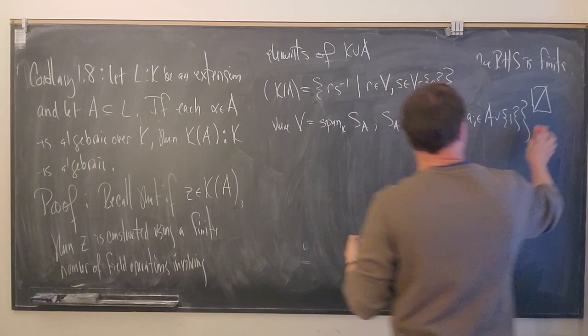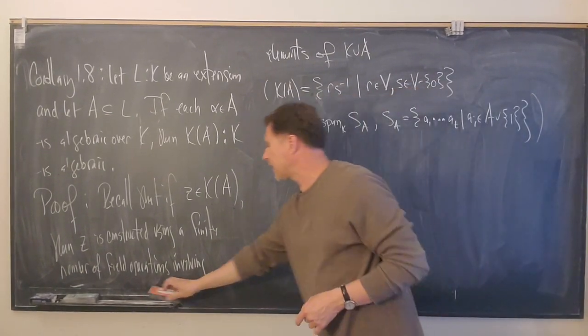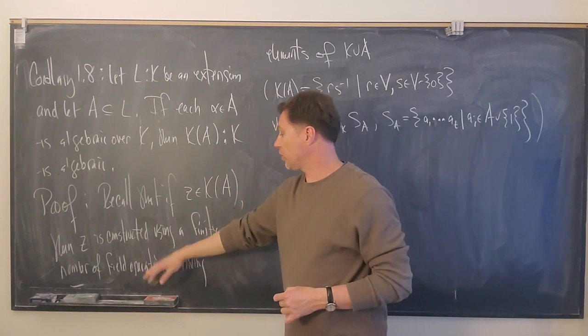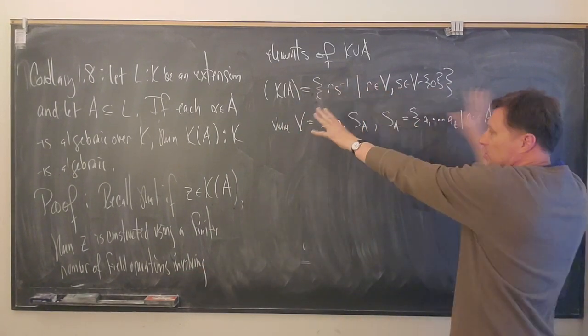So, I mean, that's just kind of the precise way of saying you can build anything in K adjoin A by doing a finite number of field operations involving elements from K and A. And that's just what this is saying right there.